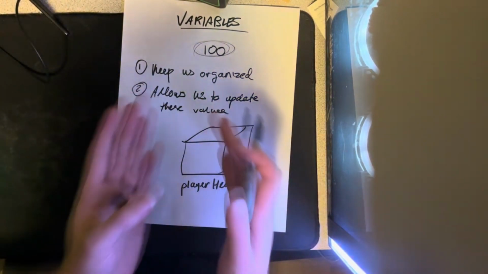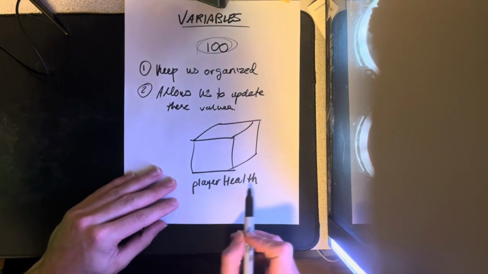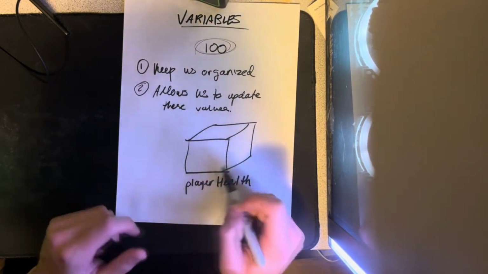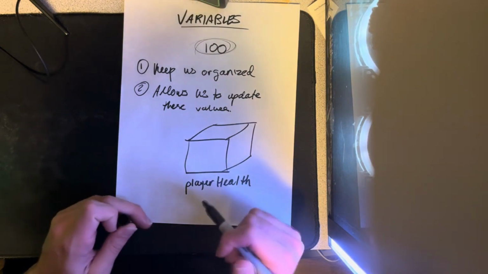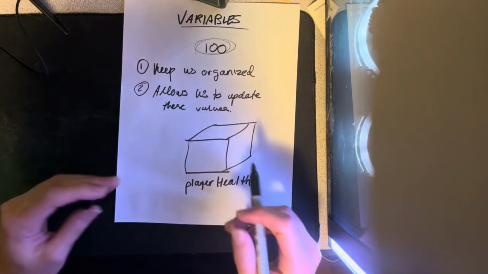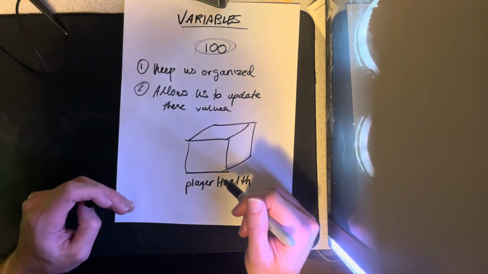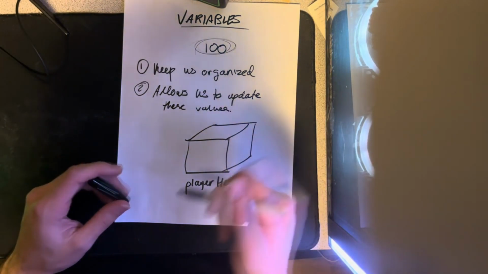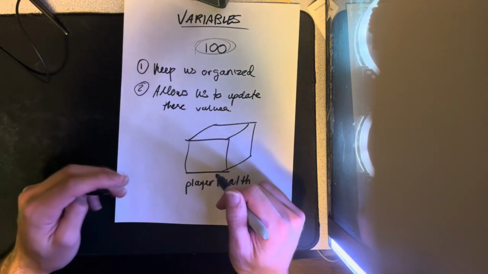So I've created this box. I've created this variable called player health. Now my box is empty right now. Can you have empty variables in programming? Of course you can. But they're not very useful. And if they are empty, they will probably have a value very soon in your program.